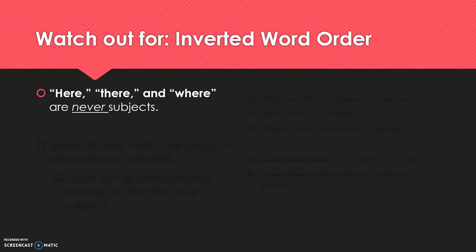Watch out for inverted word order. Here, there, and where are never going to be your subjects. So when they start a sentence, you know automatically that you have to cross that out. So here are the envelopes you requested. Well, are is our verb. What are? Envelopes are.